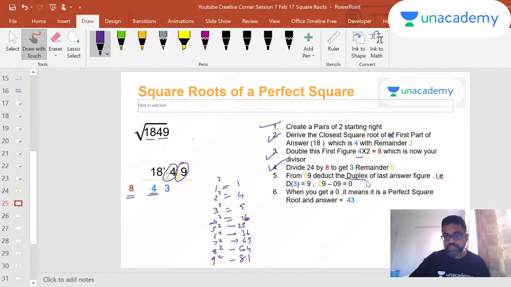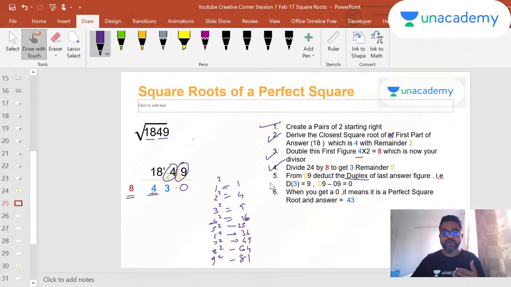Some of you may not know the term duplex, but for now, understand that the duplex of a single number is the square of itself. So the duplex of 1 is 1, duplex of 2 is 4, duplex of 3 is 9. So I take 9 and I subtract the duplex of the last answer figure. 9 minus the duplex of 3 is what? 9 minus 9 is 0, right? So effectively I get a 0.